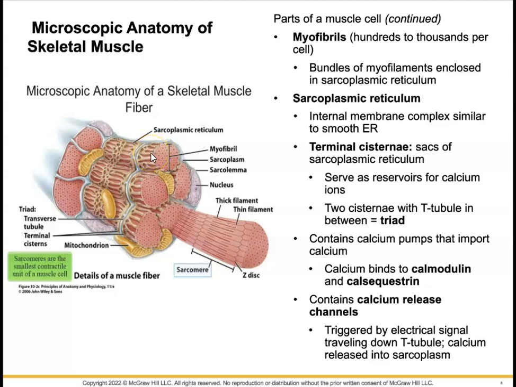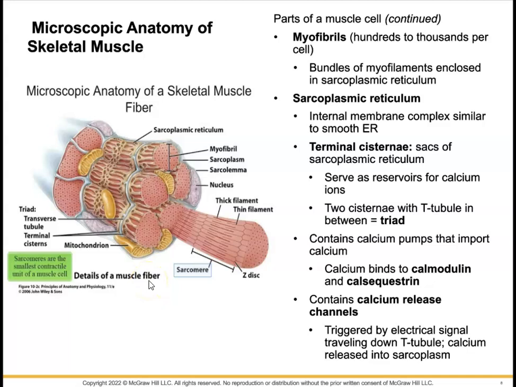Now, the SR, sarcoplasmic reticulum, is going to store calcium. We'll talk a little more about that. But this area right here, where the terminal cisternae and the transverse tubules come together. Now remember, you've got the terminal cisternae on both sides of the transverse tubule, so there's three parts there together. We call that a triad. Now your sarcoplasmic reticulum has calcium pumps. Your sarcoplasmic reticulum stores calcium. The calcium pumps will help to pump calcium in and out of the SR.